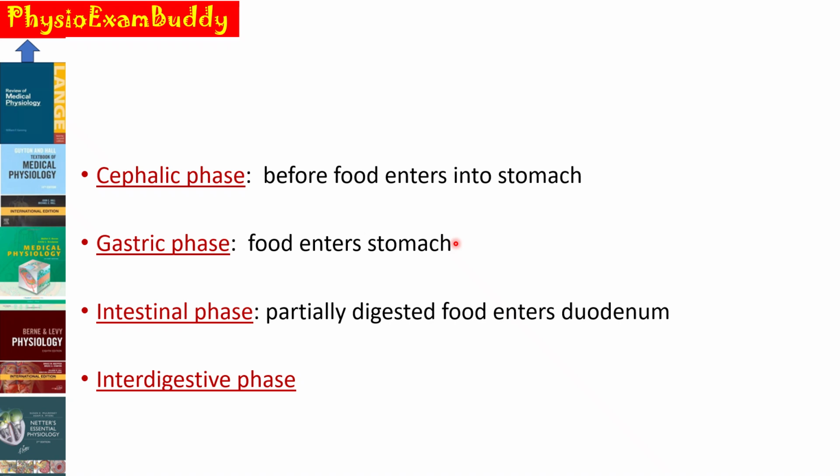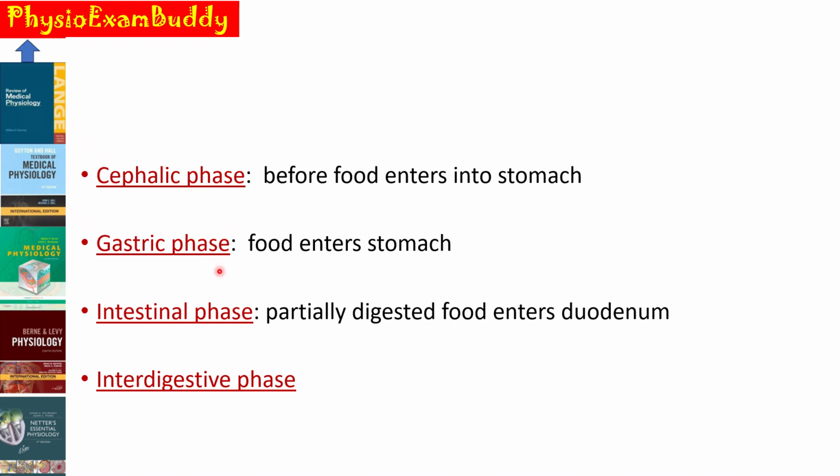Phases of gastric secretion. It is broadly divided into four phases, that is cephalic phase, gastric phase, intestinal phase and an interdigestive phase. Cephalic phase, that is the secretion of the gastric juice, occurs before the food even enters into the stomach, and that phase is known as the cephalic phase.